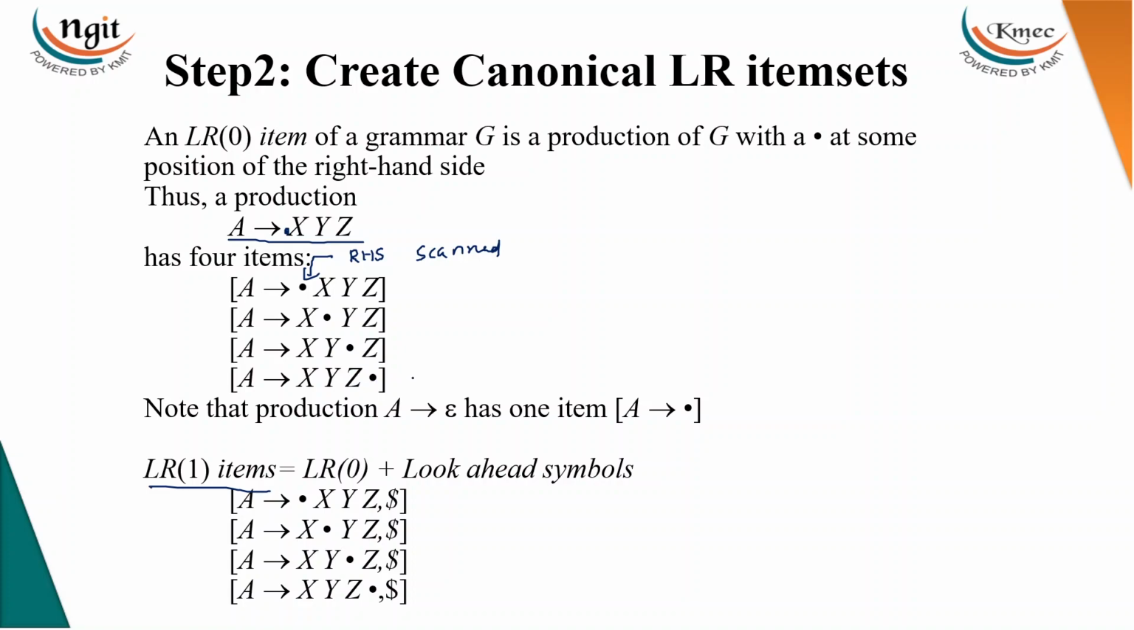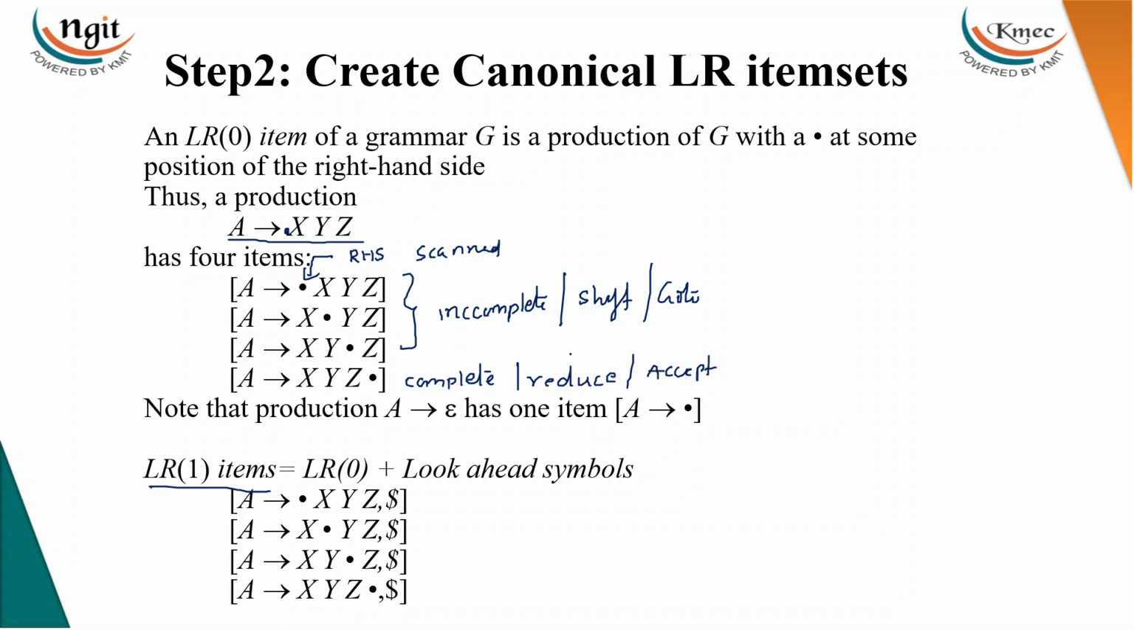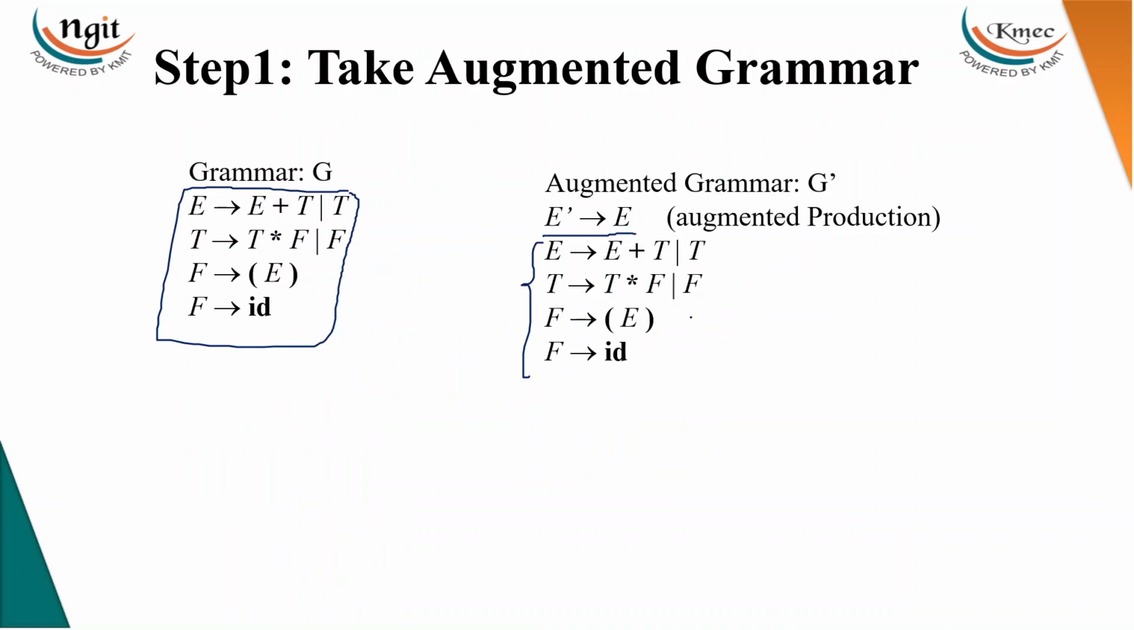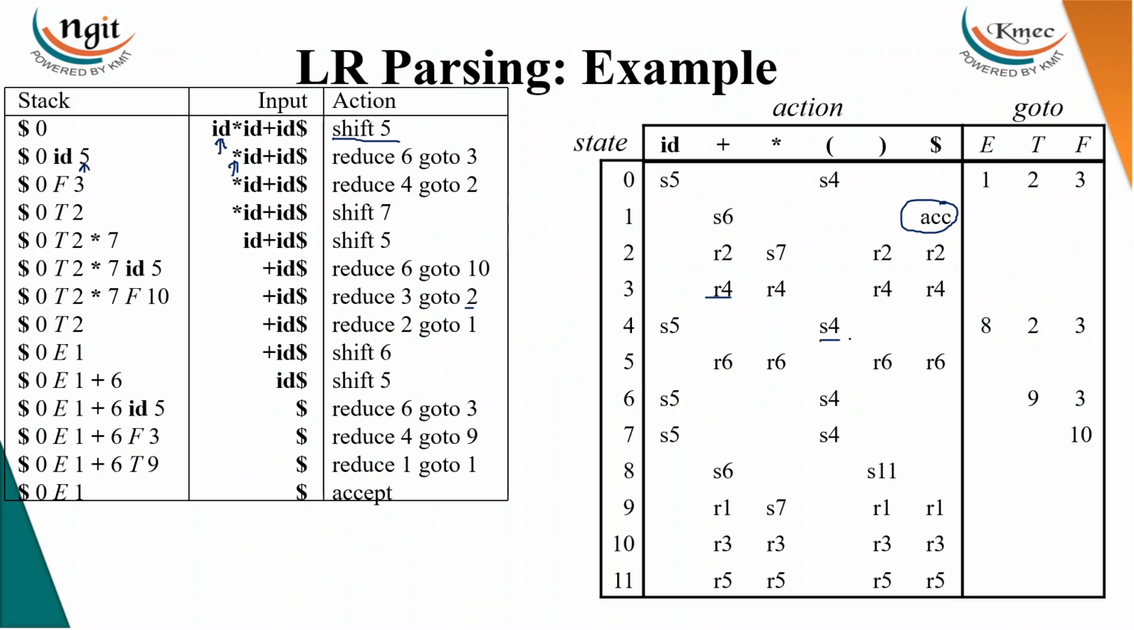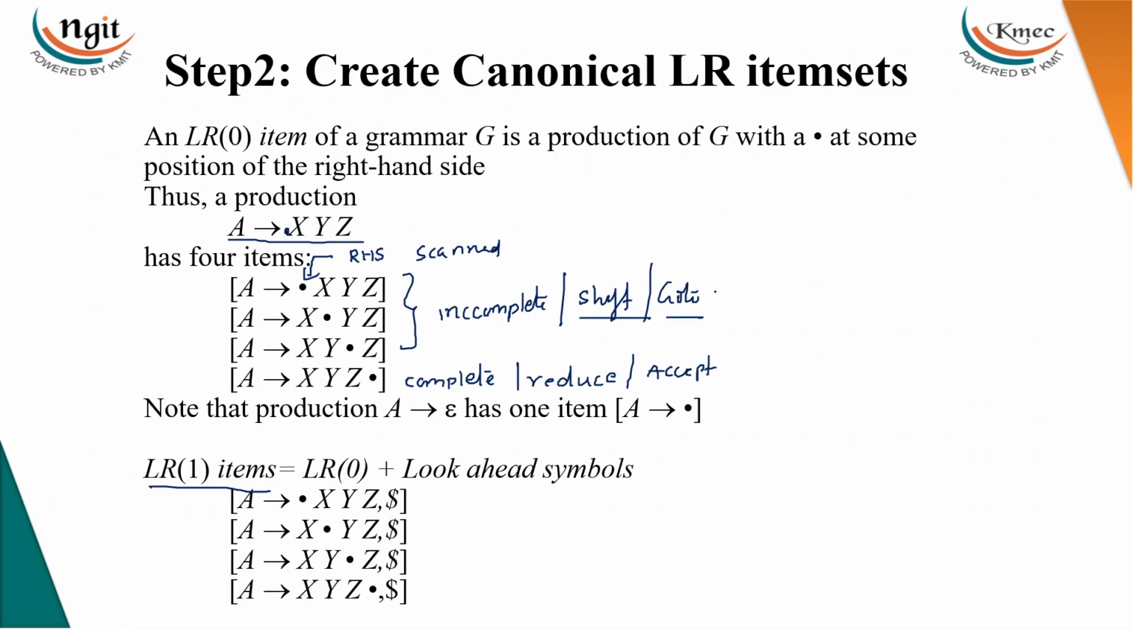Then we call such items complete productions, and we can perform reduce or accept for them. When the dot is not at the end of the production, we call it incomplete, and for this we can perform either shift or goto. So if the dot is at the end, only then do we perform reduce. If the dot is in the middle, we perform either shift or goto. Here this is reduce, this is shift, and this is goto. So when the production is completed, reduce; when incomplete, shift or goto. Epsilon is treated as a complete production only.